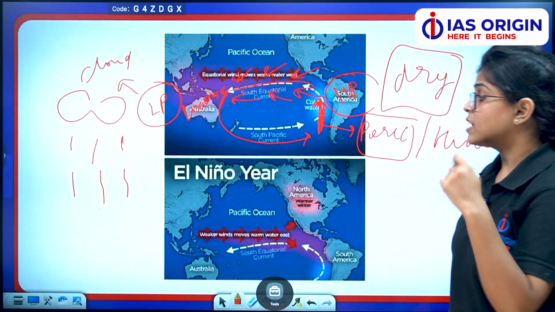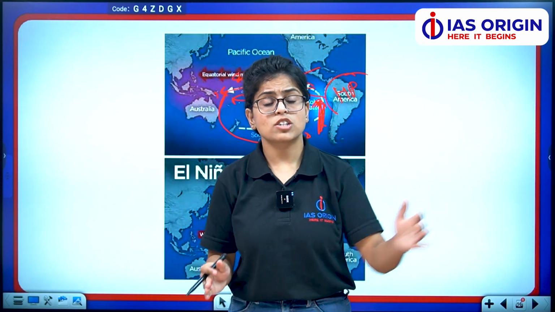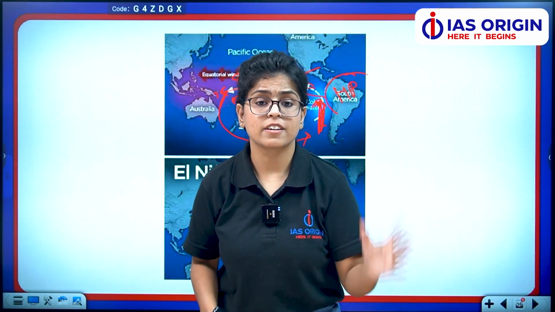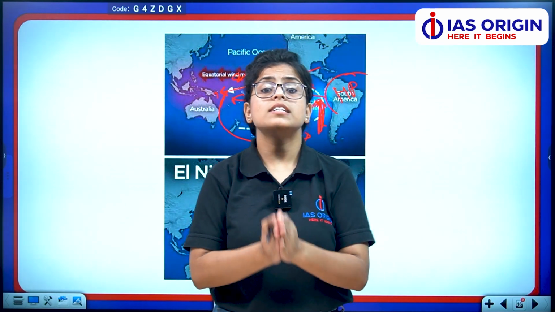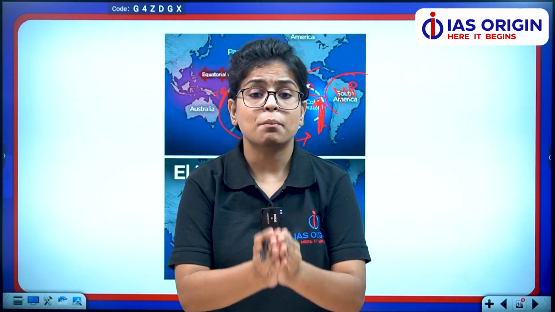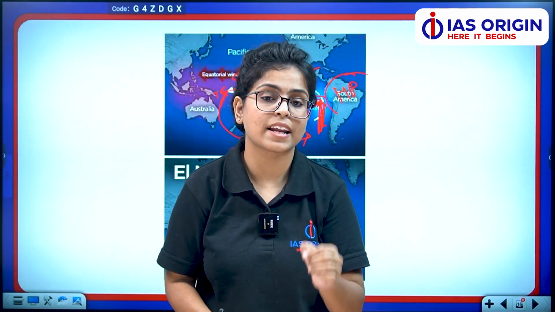But in the years of El Nino, the trade winds become weak. The trade winds which were carrying the water become weak. The reason for the weakening is sunspots. Sunspots are the regions on the sun where the magnetic field is very strong, and these are regions of cooler areas over the sun.